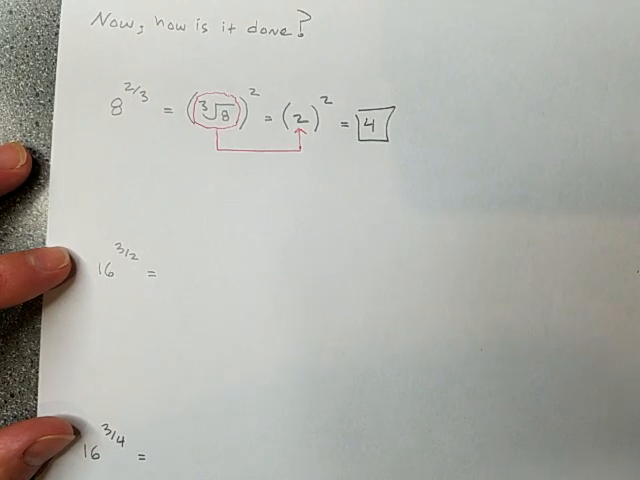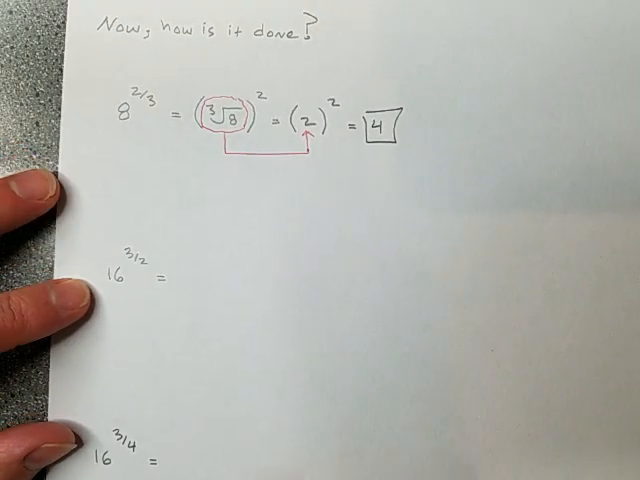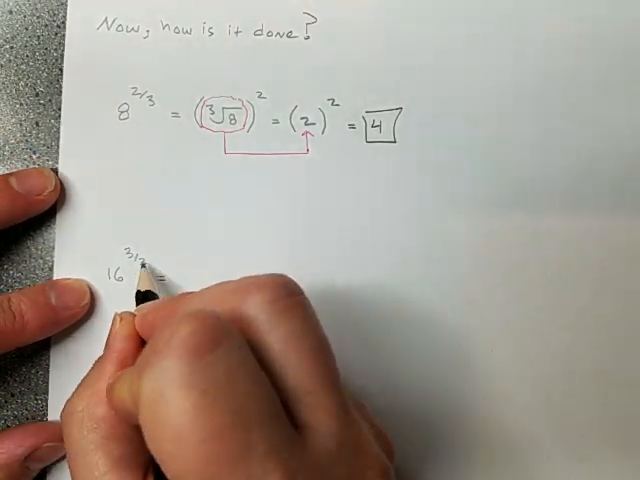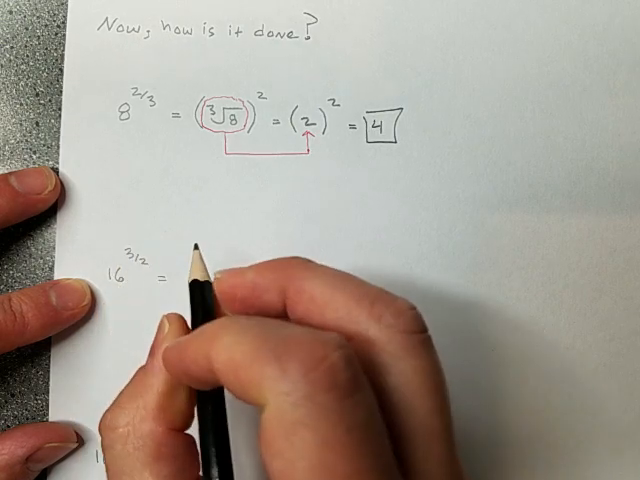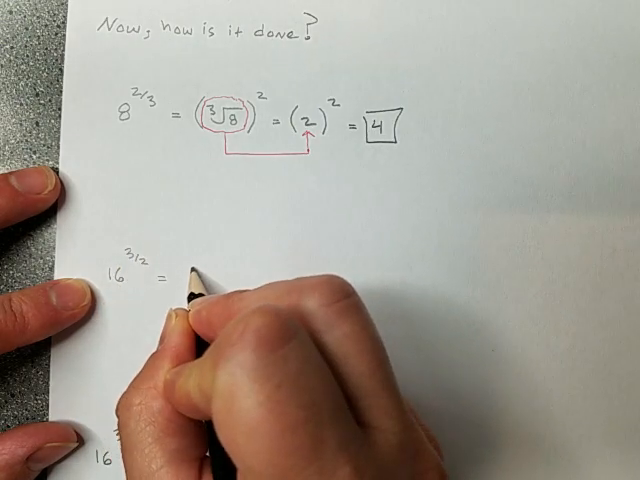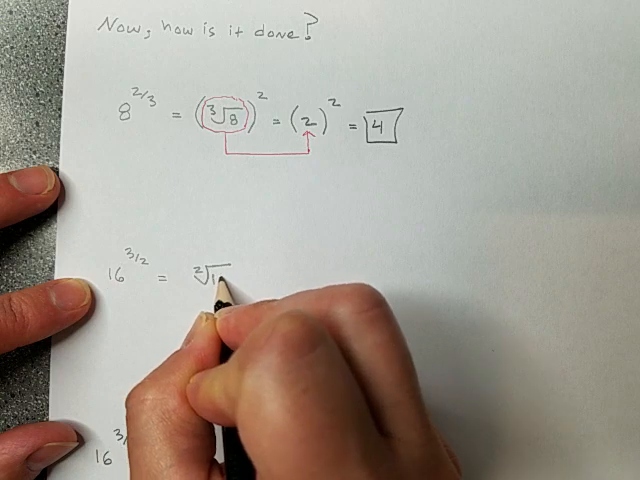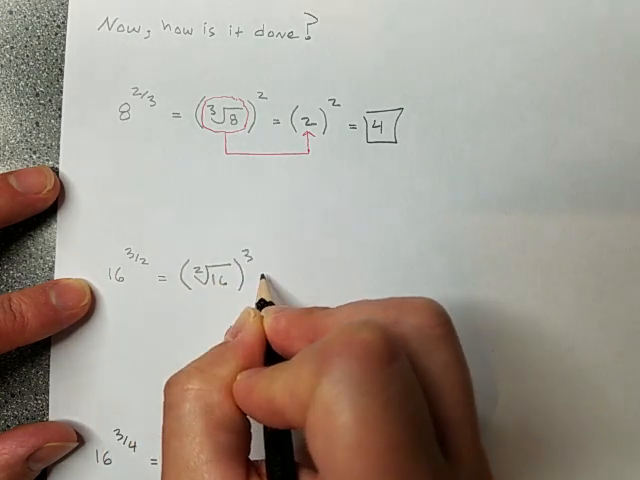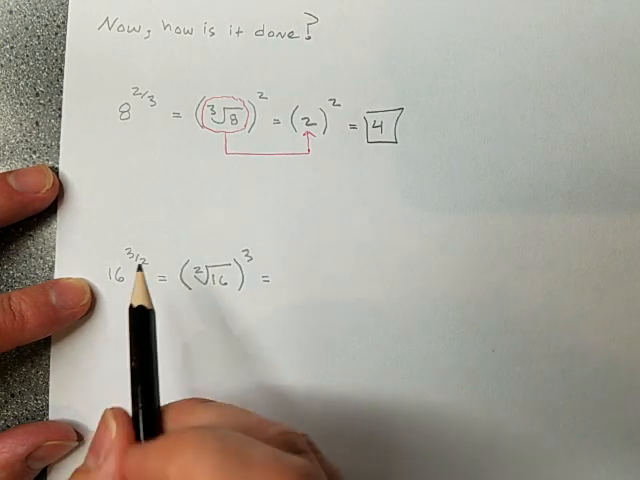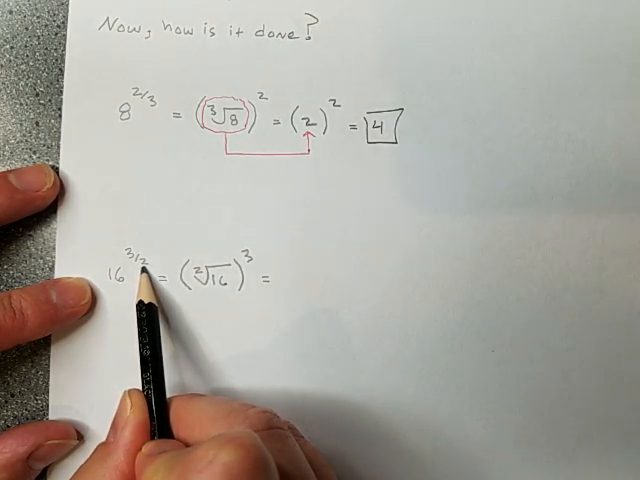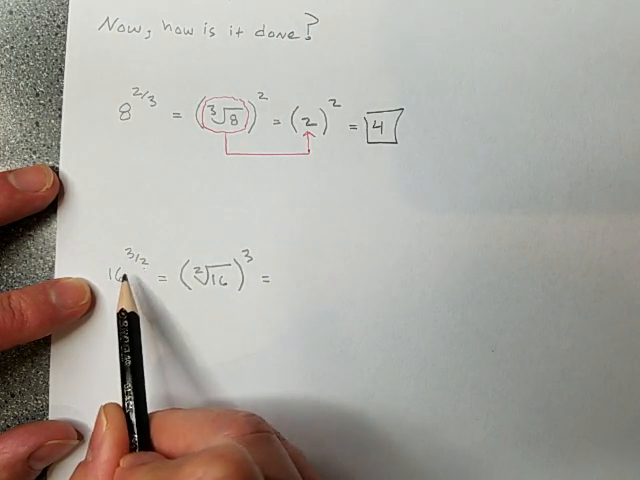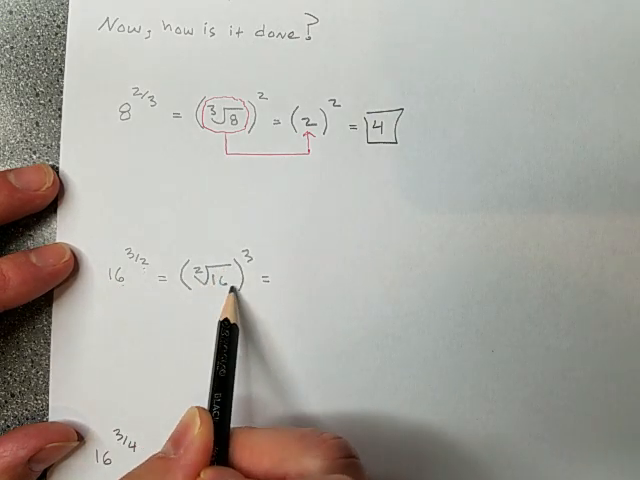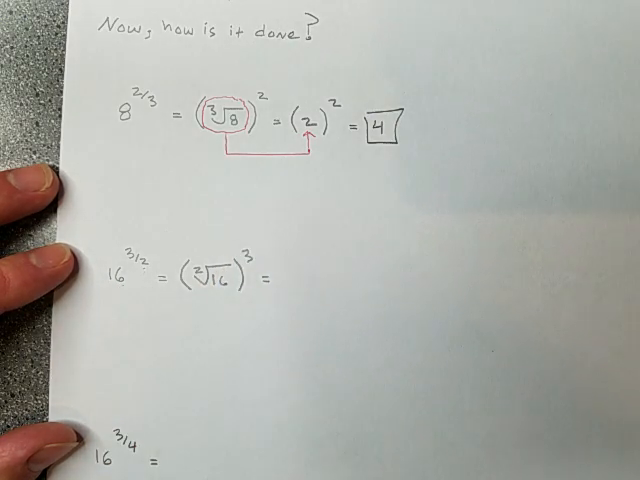All right. So what about this one? 16 to the 3/2 power. So remember, this bottom number is the power, the top number is the root. That would be the square root of 16, which will then be raised to the 3rd power. Okay, that's what that means. Remember, this is the root, and then that's the power. The square root of 16, we'll figure that out, and then we'll take that result to the 3rd power.